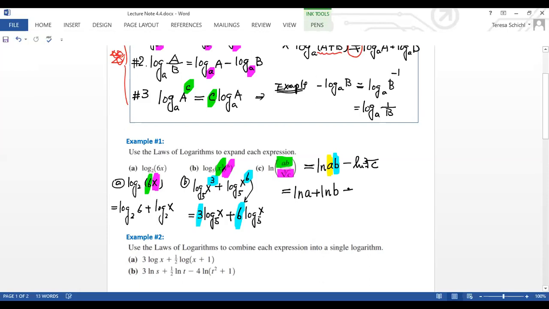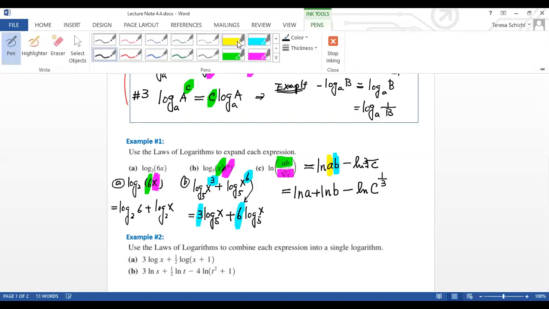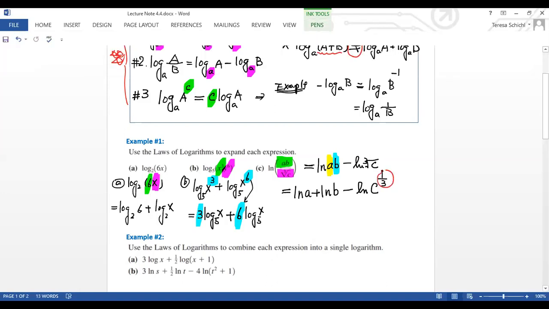And then in here, okay, so I can say this is log. So this is a cube root, right? So what does a cube root mean? It is c to the what? 1/3, right? So I say, oh, I have roots here, right? So I have roots here. So then which law can I use? I can use law number 3. I can move this to the front.